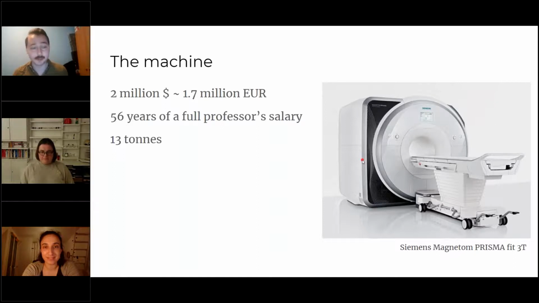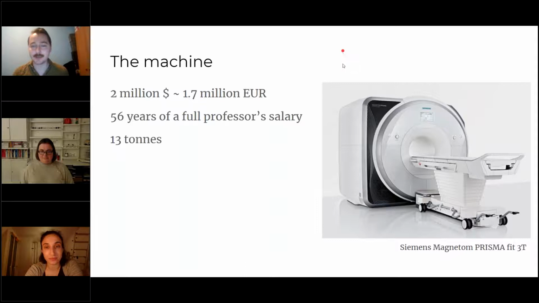So there's still hope. Although I might find it pretty difficult to actually transport it to my home, given that one of these guys weighs around 13 tons. And the higher, better machines with higher field strength cost even more and weigh even more. So fMRI is not easy.